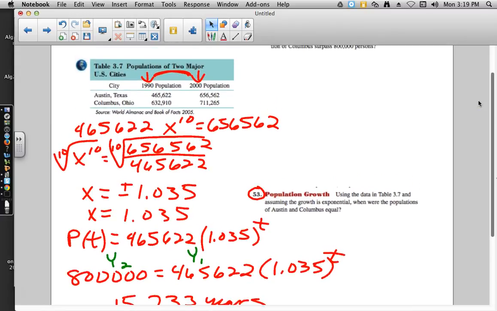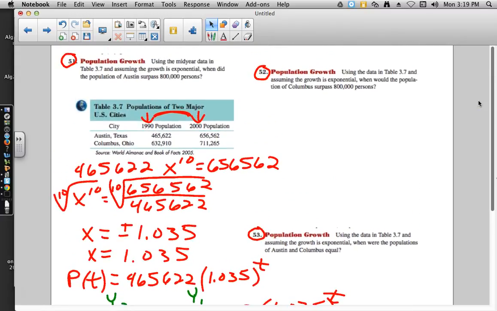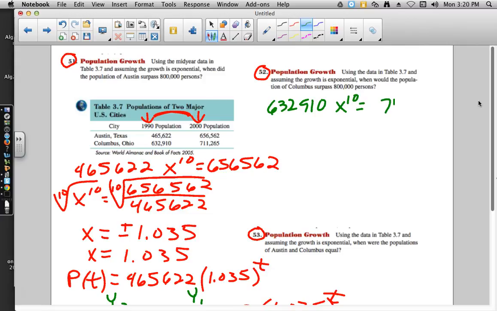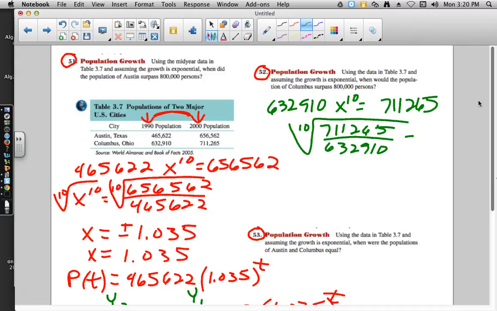It's just using different numbers because it is about Columbus. So for Columbus, we'd go through the same process of figuring out what the x value is. And the x value, again, is our base, so that's really important. So 632,910. For 10 years, it grew at some rate. And that gave us 711,265. Now we're going to do the same thing. We're going to divide, and then we're going to take the 10th root. So what we're really looking for, our base, is the 10th root of 711,265 divided by 632,910.